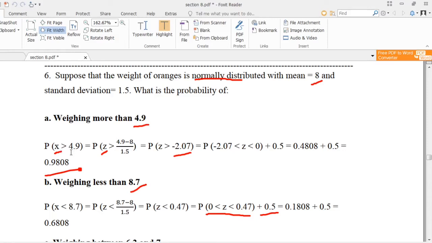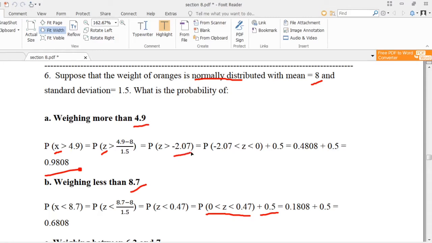So again, if you remember from above, we can convert from 4.5 to reach the value of z. You subtract the mean, and then you divide over 1.5. So we'll get this value. And remember, notice we have converted from x to z after we made the operation. So we have z bigger than negative 2.07.